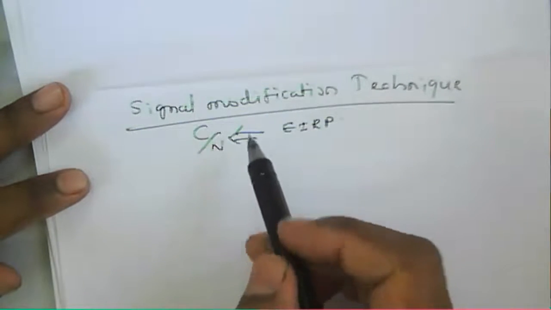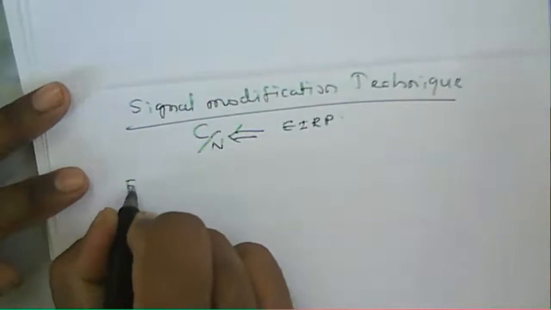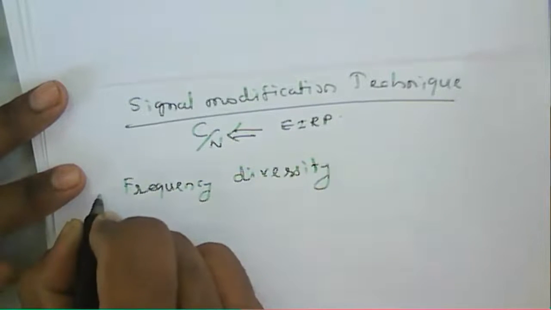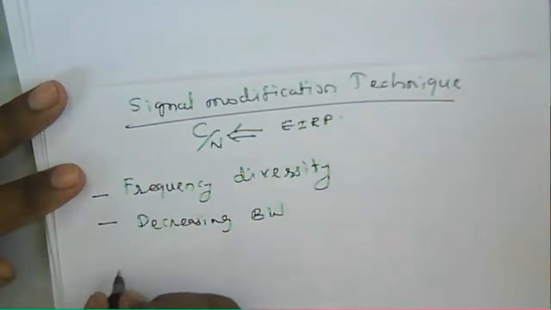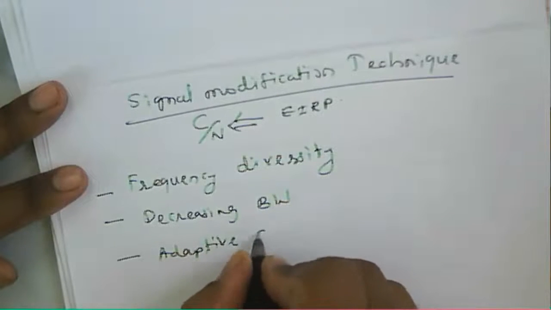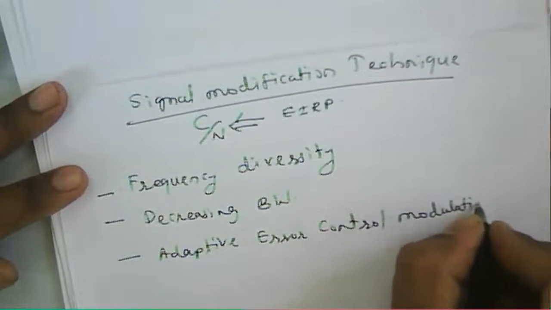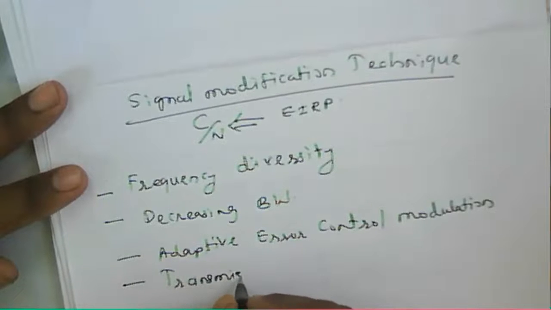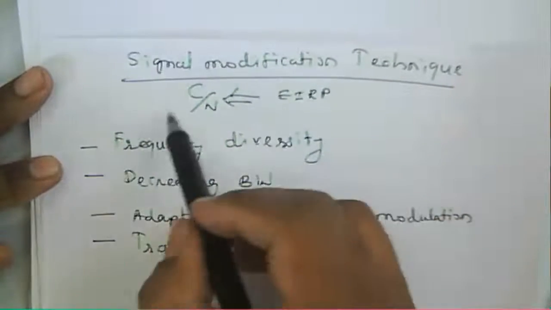Another way of signal modification: instead of C by N or EIRP, we use frequency diversity, or we can use decreasing bandwidth, or we can use adaptive error control modulation, or we can use transmission diversity. These are the other modification techniques.